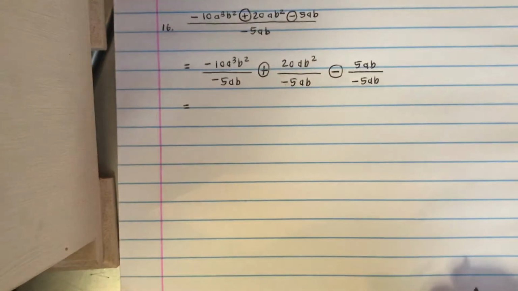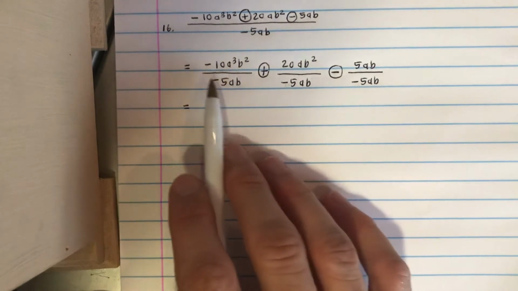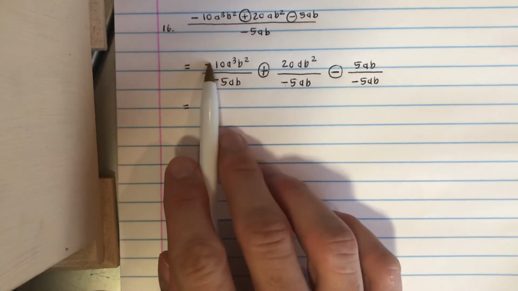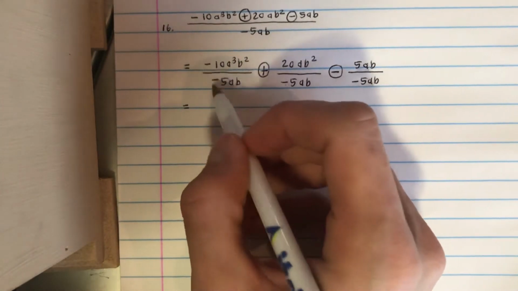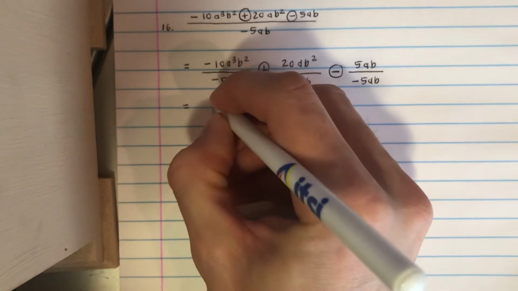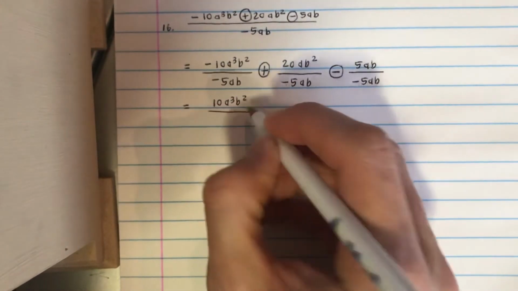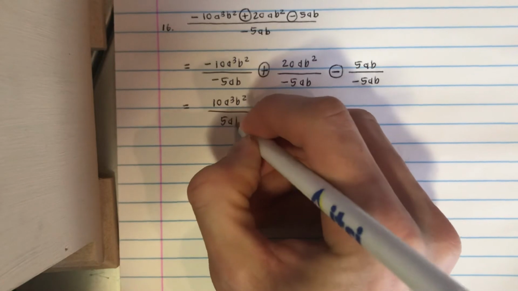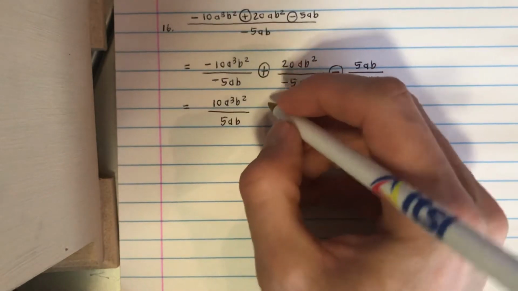As we're simplifying all the signs, we see a negative and a negative there, and a negative divided by a negative is a positive. So let's just leave out the negatives because it's a positive. So 10a cubed b squared over 5ab, because a negative divided by a negative is a positive, so I'm not writing anything there, it must be positive.